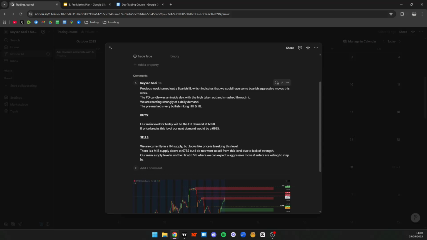This week, the previous day candle was an inside day with the high being taken out and price completely smashed through it to the upside. We are also reacting strongly off a daily demand, as you've seen on the chart, and the pre-market is very bullish, making higher highs and higher lows.